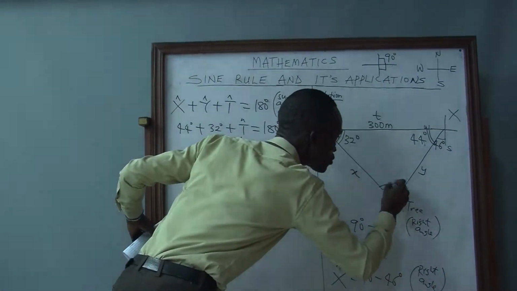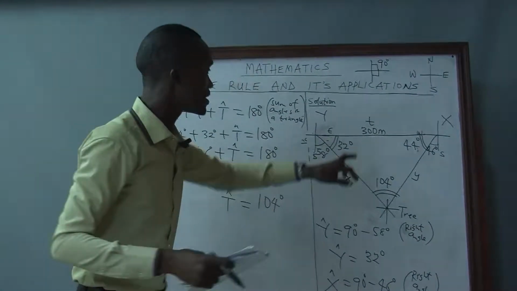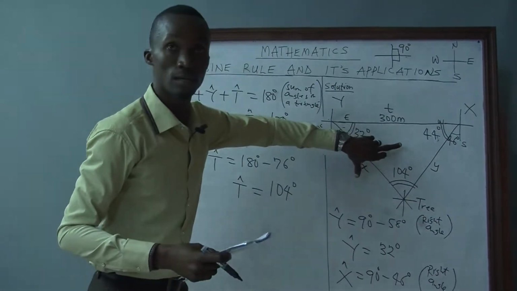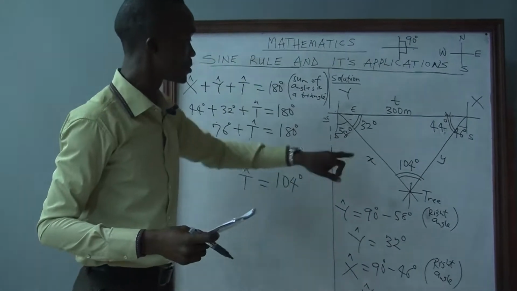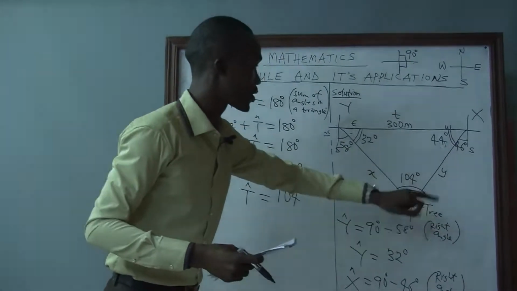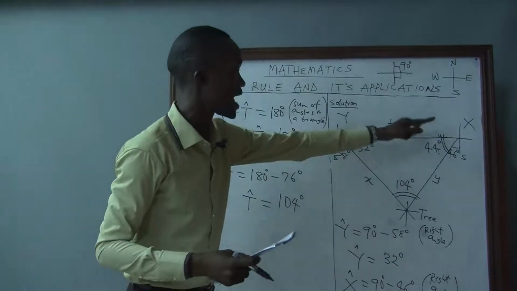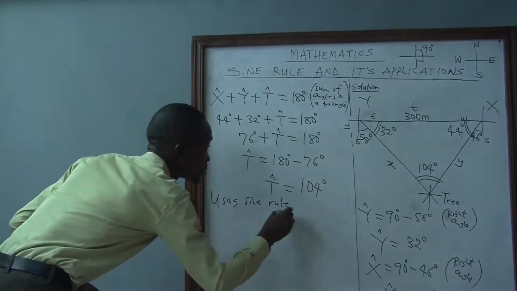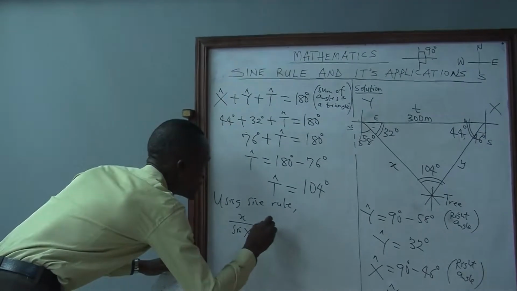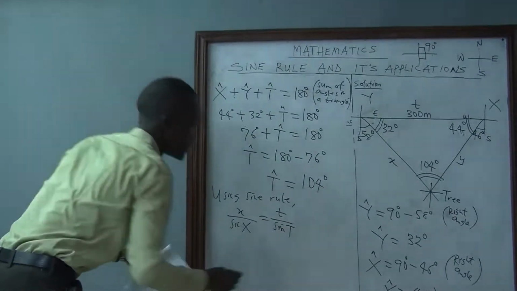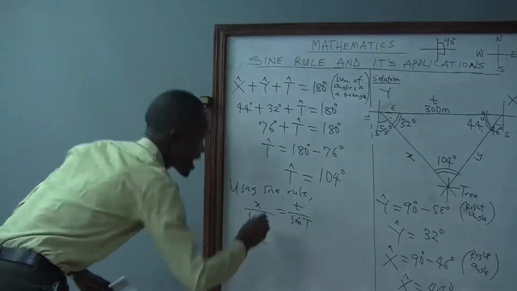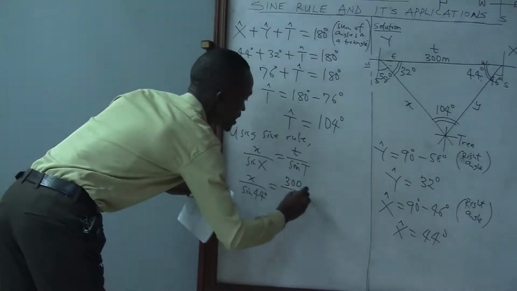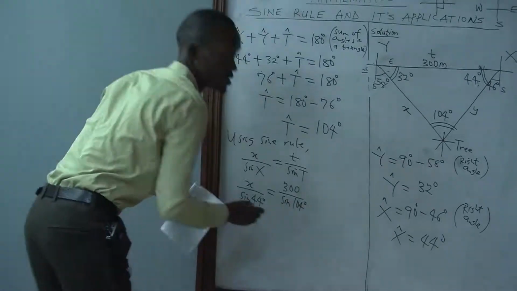Now we know all the angles. T is complete, but we need to find X. So we are combining T and X, because the side we are asked to find from the question, we are representing that one with X. We don't need to find Y because the question is not asking us to find the distance between X and the tree. From there, using sine rule, we have X over sine X equals T over sine T. We don't know X, that is what we are looking for. We have X divided by sine 44 degrees equals 300 divided by sine 104 degrees.